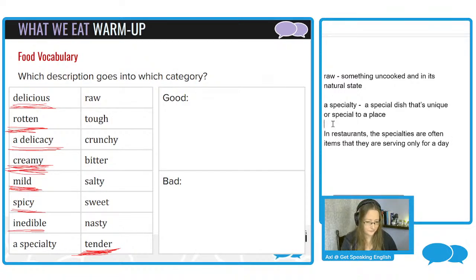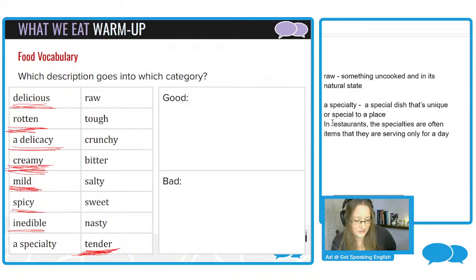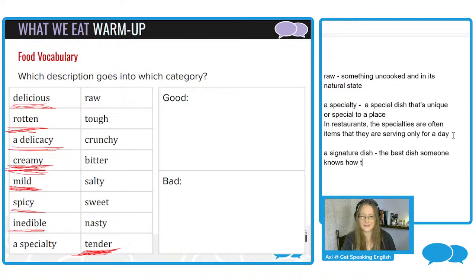Your signature dish too. Yeah, we could also ask people what their signature dish is. So again, the best thing that you know how to cook, something like that. Or a chef might have a signature dish as well. Yeah, exactly. The best dish someone knows how to cook. So all of these are really great.